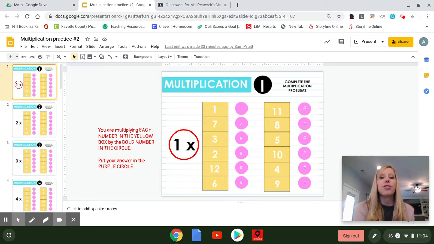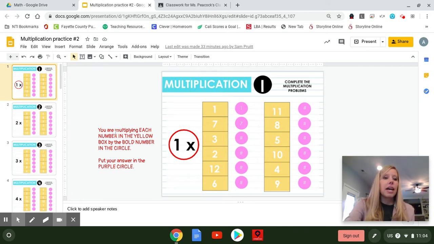Also remember that if you get stuck and you can't remember a multiplication fact, get out a piece of scrap paper. You can use groups, an array, repeated addition, any of the strategies we've learned this year in class to help you find the answers to those problems.